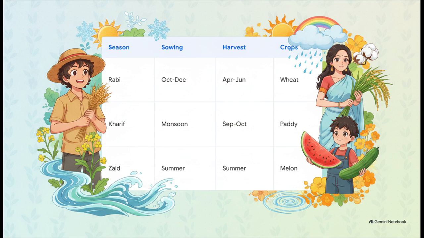Second, we have Kharif crops. These guys rely heavily on the onset of the mighty monsoon. Planted right as the rains begin, they're harvested in September and October. Paddy, which is where we get rice, and cotton are the absolute stars here. And finally, nestled right between those 2, during the short, really hot summer months, is the Zaid season. This season gives us refreshing, water-rich crops like watermelon and cucumber.